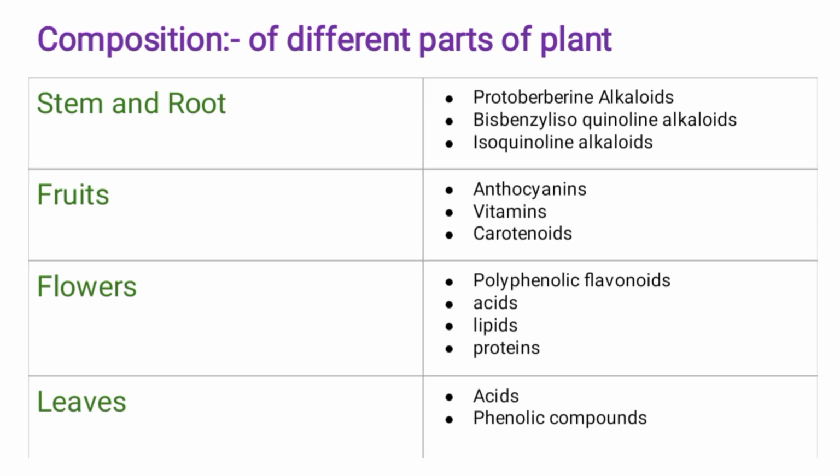Composition of different parts of the plant: stem and root contain protoberberine alkaloids, bis-benzyl isoquinoline alkaloids, isoquinoline alkaloids. Fruit contains anthocyanins, vitamins, carotenoids. Flower contains polyphenolic flavonoids, acids, lipids, proteins. And leaves contain acids and phenolic compounds.